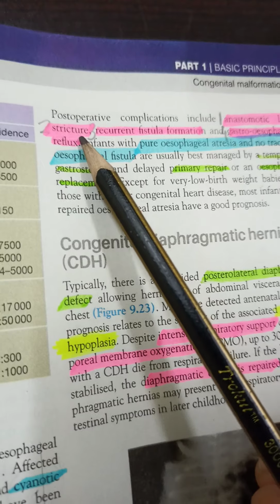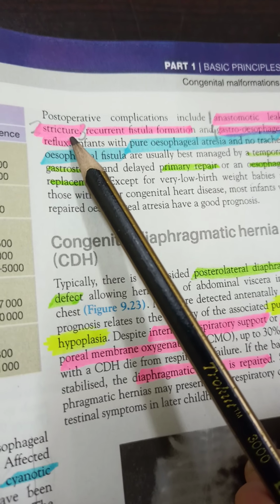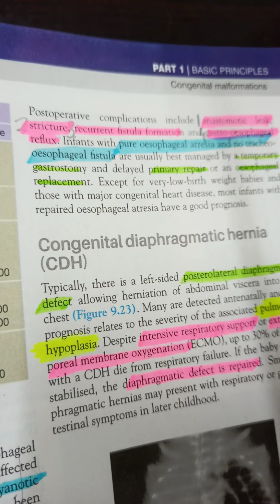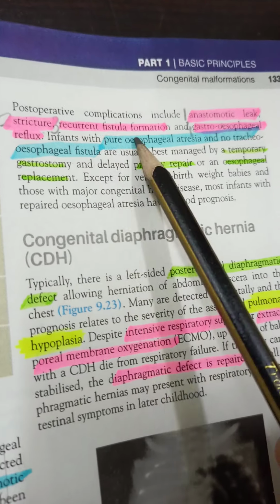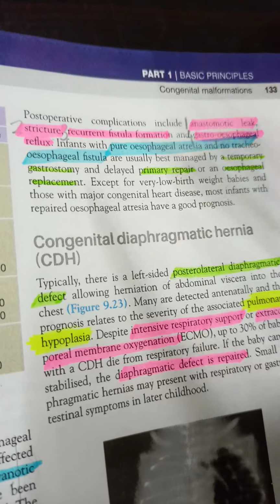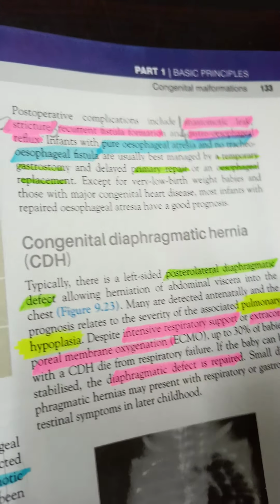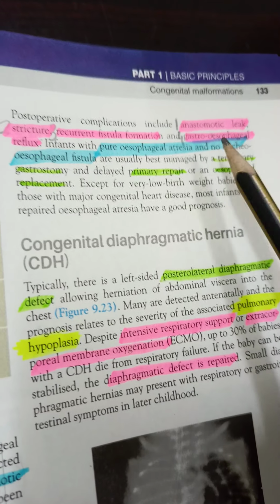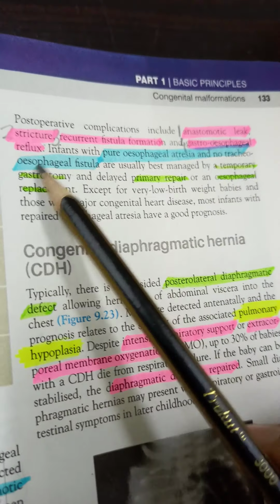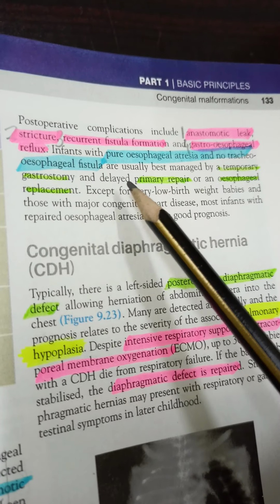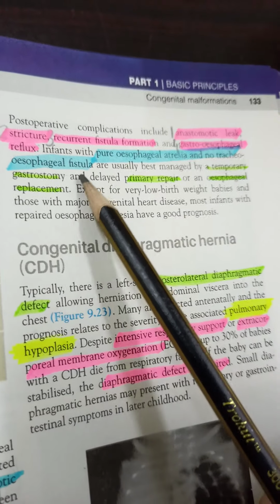Number 1, you can have a stricture wherever you have inflammation, wherever you've had a surgery done. You can have a stricture as one of the outcomes. You can have fistula formation again, which is called recurrent fistula formation. The fourth complication which we can have is gastroesophageal reflux. So this is one of the complications. You can face it in such patients who underwent surgery.